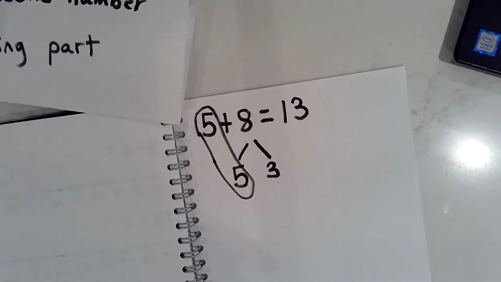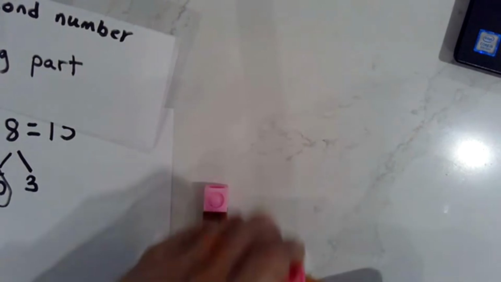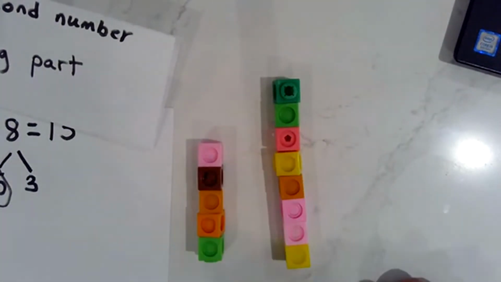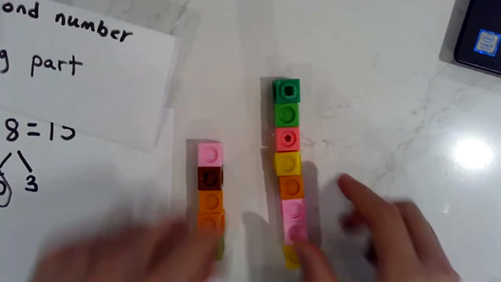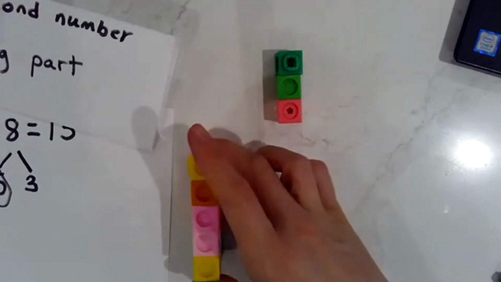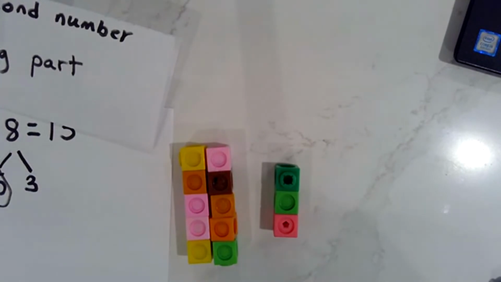Let me show you with cubes. If I'm doing 5 add 8, I can partition my 8 into 5 and 3. Why do I do that? Because 5 add 5 equals 10. Now I just need to add on the remaining 3. 10 add 3 is 13.